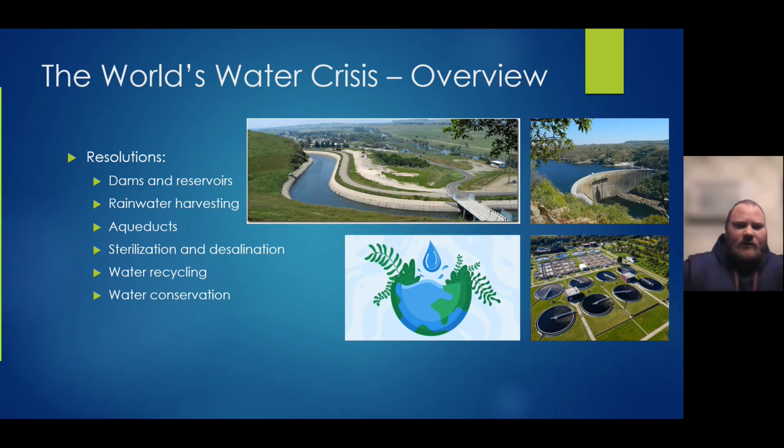New styled aqueducts, so a better possibility to get water from areas of abundance to areas that lack. Sterilization and desalination, so sterilization of water in the form of water treatment plants, and then also desalination, which is essentially the removal of salt and other minerals from salt water. Water recycling plants as well, something that obviously a lot of developed countries have, which needs to be increased, and of course, just in general, areas which do not.